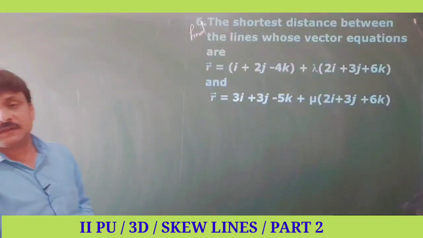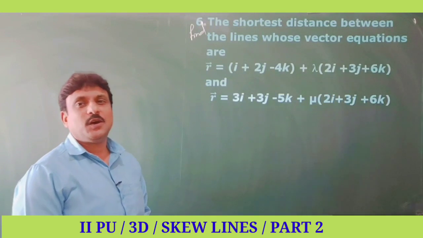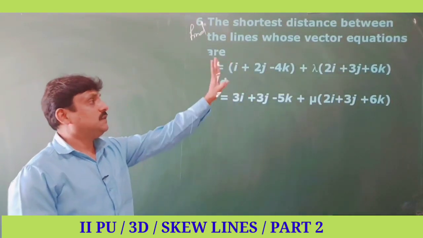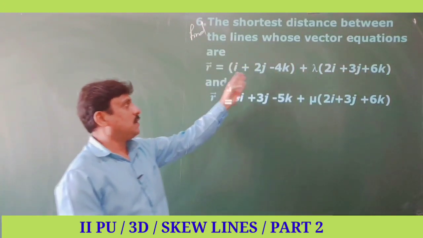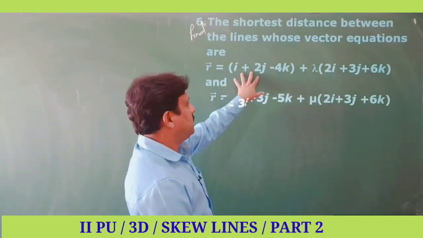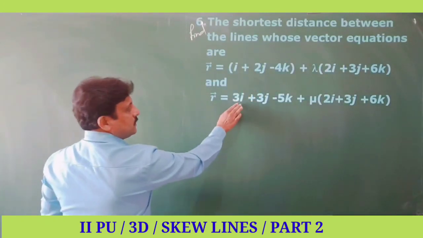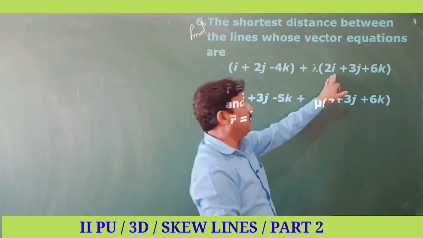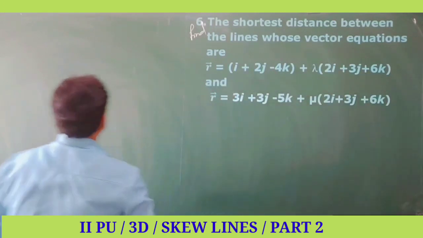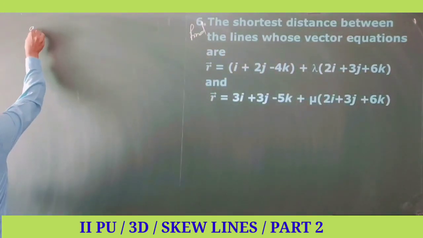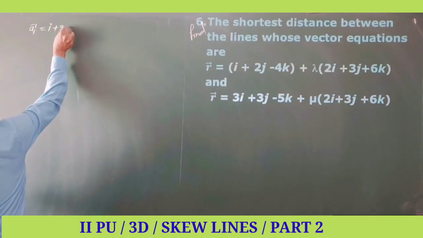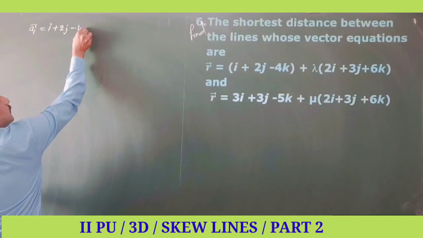Question number 6, the last one of this topic. Find the shortest distance between the lines whose vector equations are r equals and r equals. Let us observe first. This is a1, this is a2, this is b1, this is b2. So what is a1? Compare with the standard form. So a1 equals the first vector, i plus 2j minus 4k.